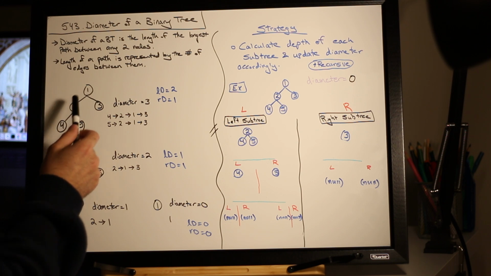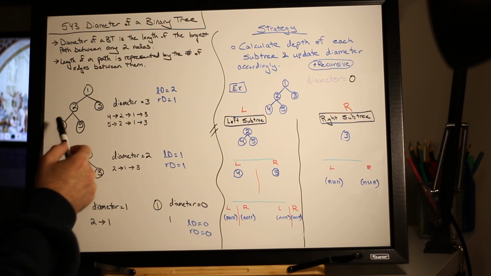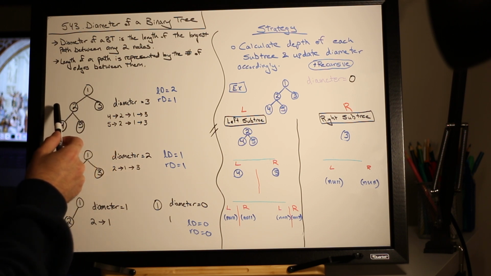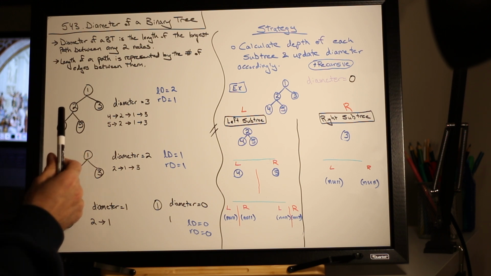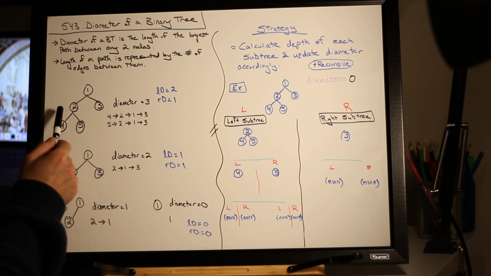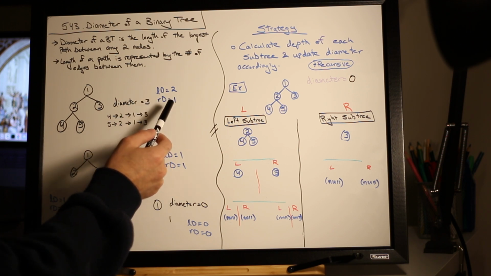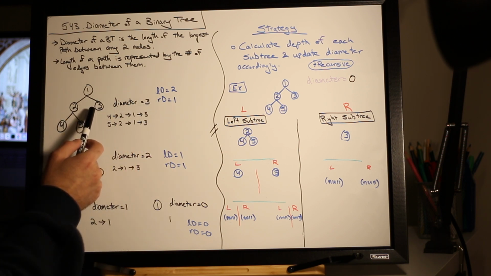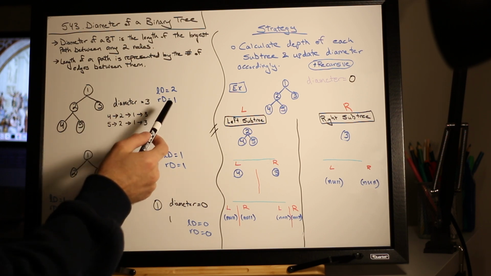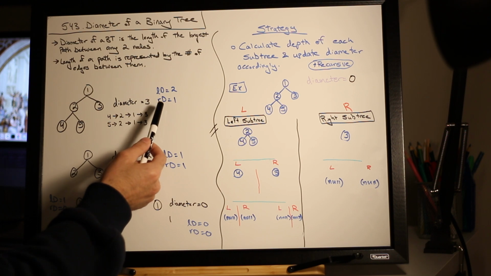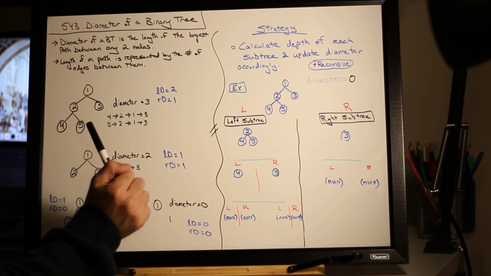So for this root of 1, the left subtree is going to be 2, 4, and 5, and the right subtree is going to be just a single node of 3. The depth of any tree or subtree is just how many nodes deep does it run. So in this case, it runs 2 nodes deep, so we have a depth of 2, which I've written out here. LD represents the left depth, RD represents the right depth. On the right subtree, we just have a single node of 3, so that's just a single node involved, and the depth of that's going to be 1. If we then take the sum of these left and right depths, well, then we arrive at 3. So 2 plus 1 is 3, and that's the same as our diameter.